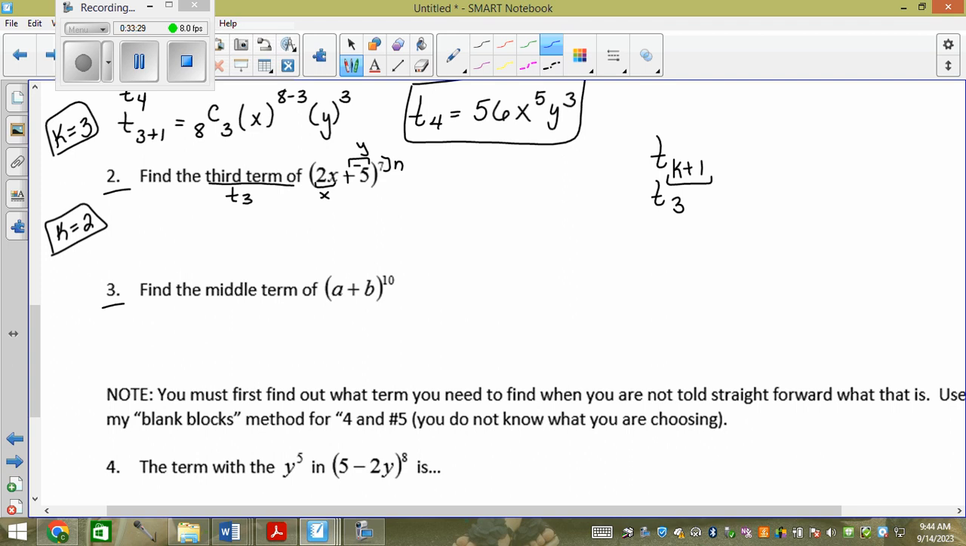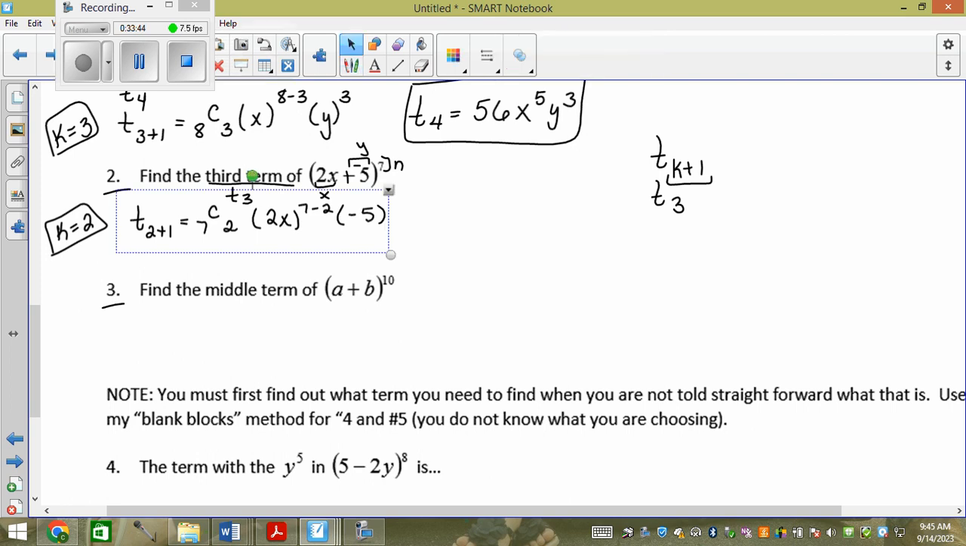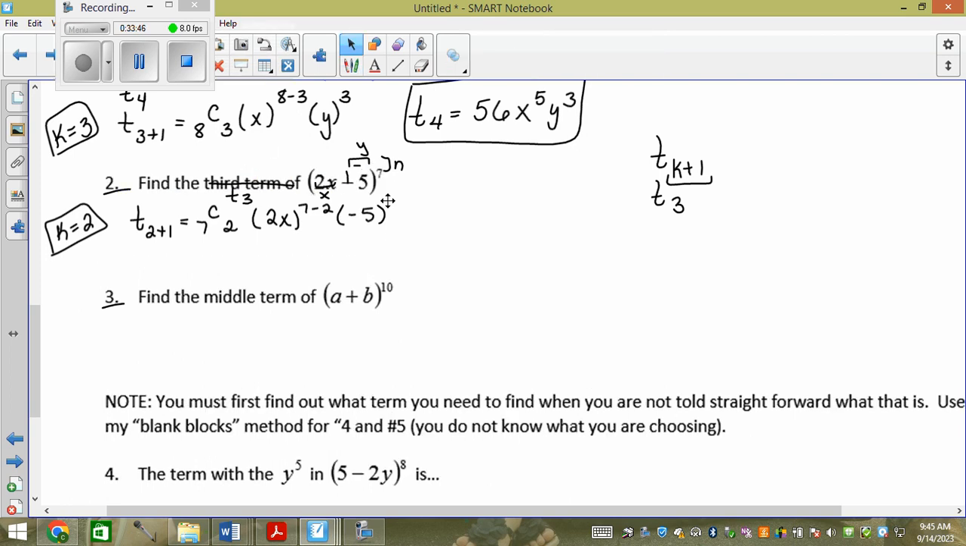No. Let's keep that in our head. That would give me an even, which wouldn't give me a middle. Okay, so I want t2 plus 1 equals 7c2, 2x to the 7 minus 2, negative 5 to the 2. Oh, it's back to that again. I don't know what I did that caused something.